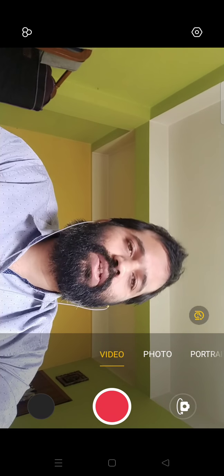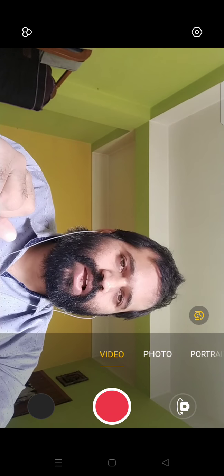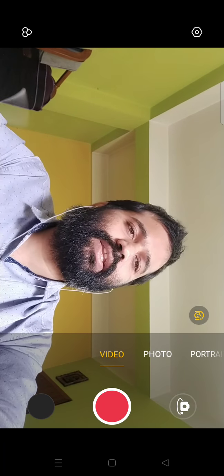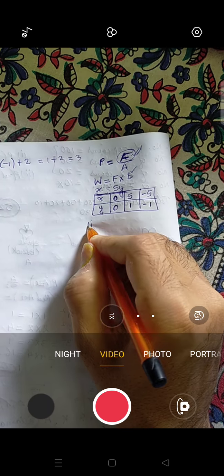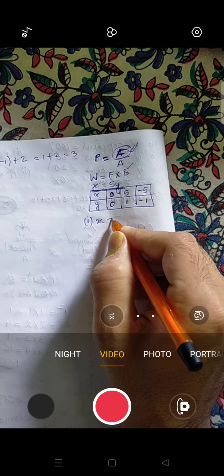You have to find the work done when the distance traveled by the body is 2 units. So distance we have taken as y. Distance we have taken as y. So we will be saying number 1. Number 1. X is equal to this.